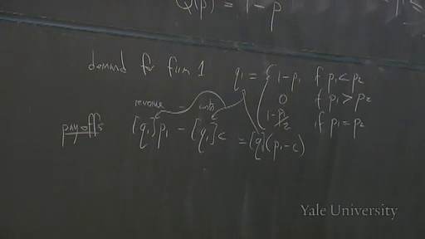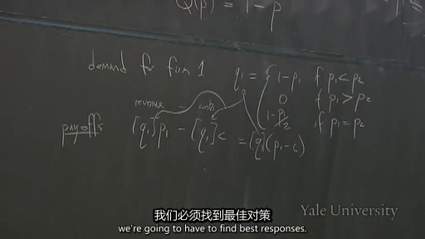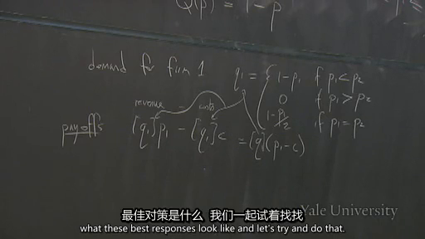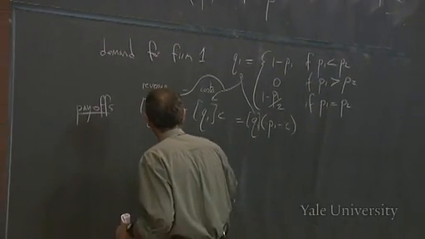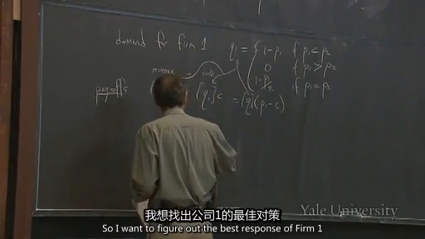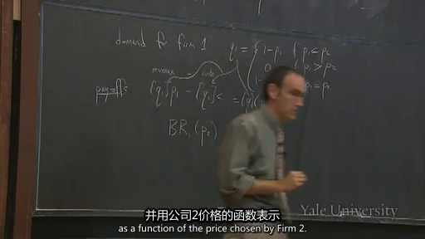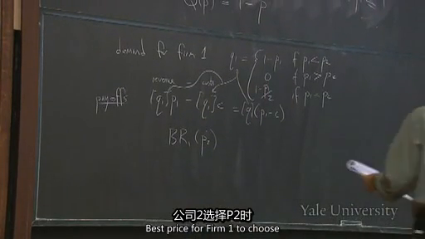All right, so to find the Nash equilibrium, we're going to have to find best responses. So what we're going to do together is figure out what these best responses look like, and let's try and do that. I want to figure out the best response of firm 1 as a function of the price chosen by firm 2: the best price for firm 1 to choose, given that firm 2 is choosing P2.